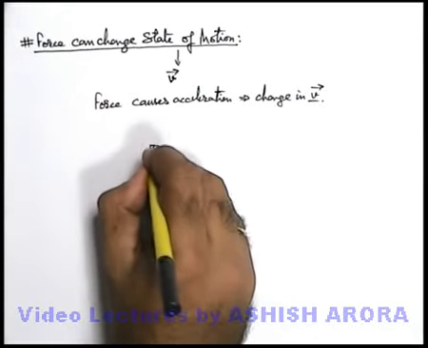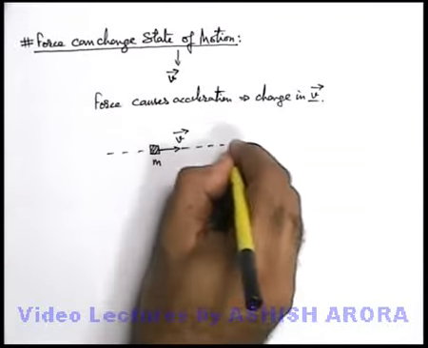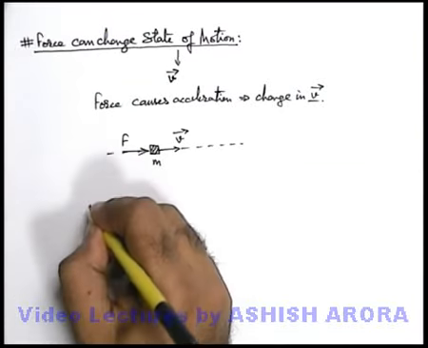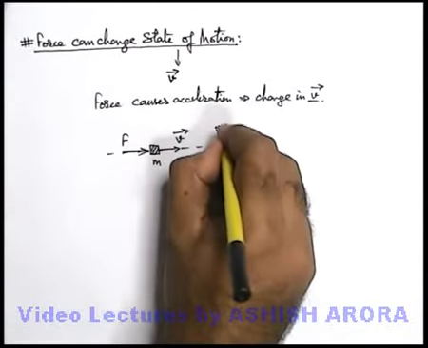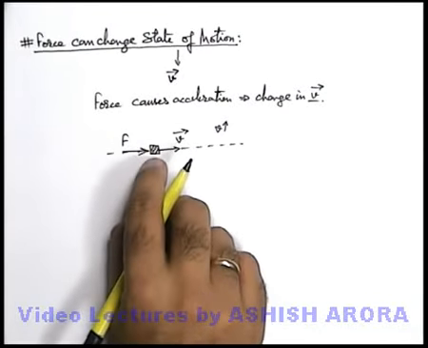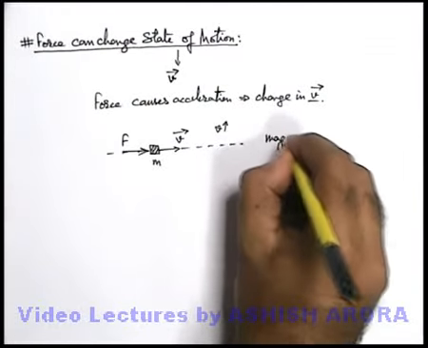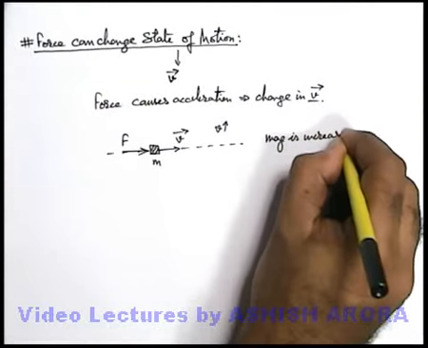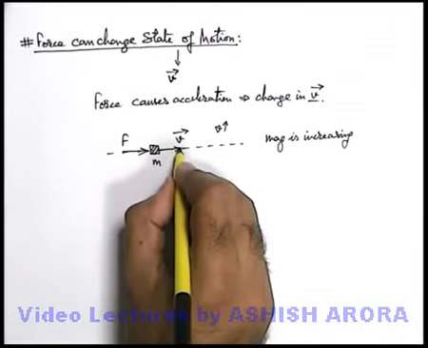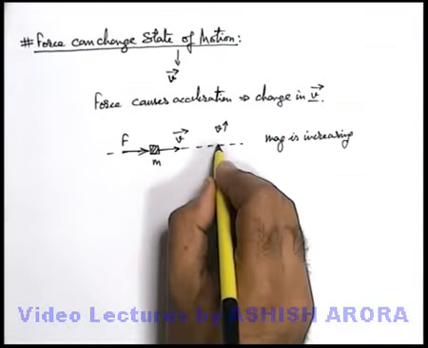Say, for example, there is a body of mass m moving with a velocity vector v, so it is moving in a straight line. In this process, if we apply an external force F onto it, due to the force, the velocity magnitude will increase. As the force is applied in the direction of velocity, it will cause the body to speed up. However, the direction is not going to change, because the force is applied in the direction of velocity, so it will only increase the magnitude of velocity.